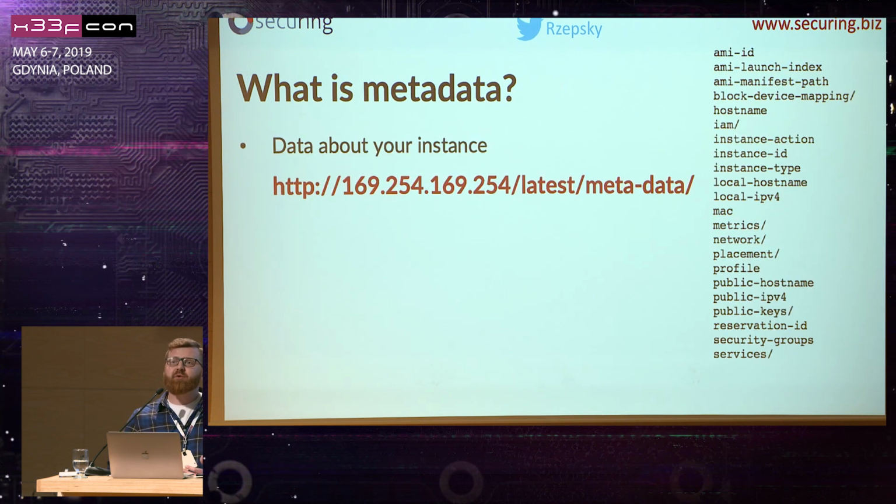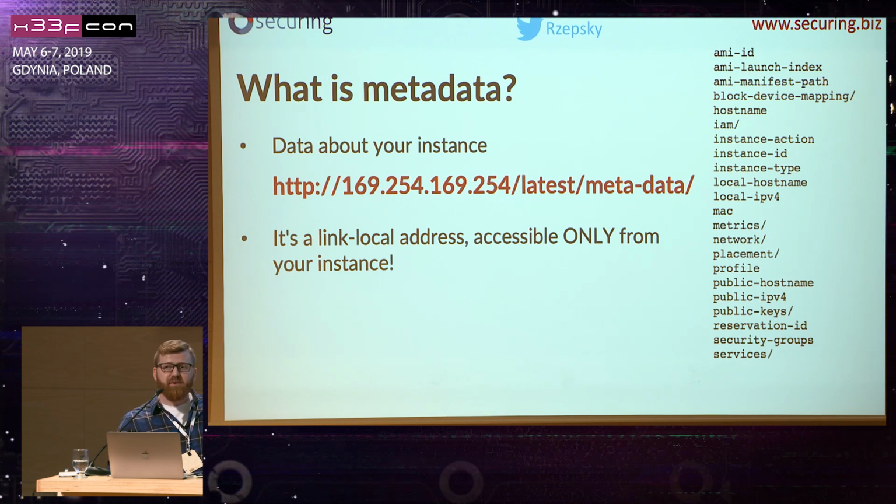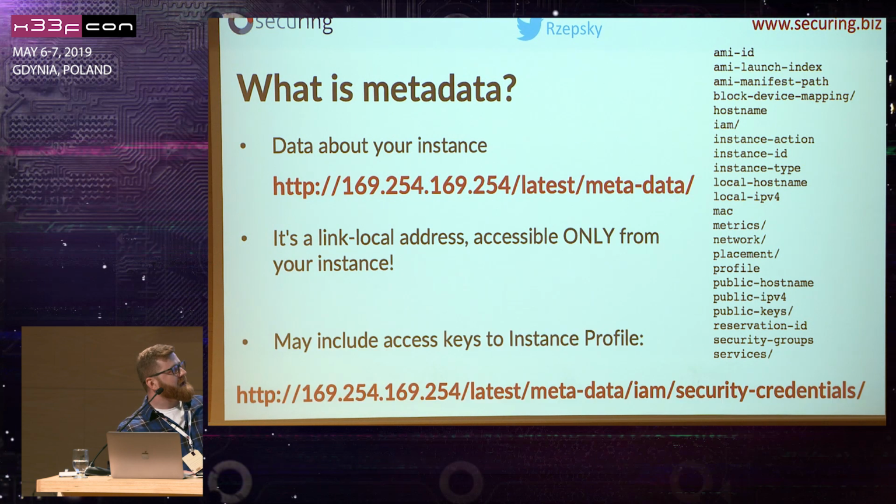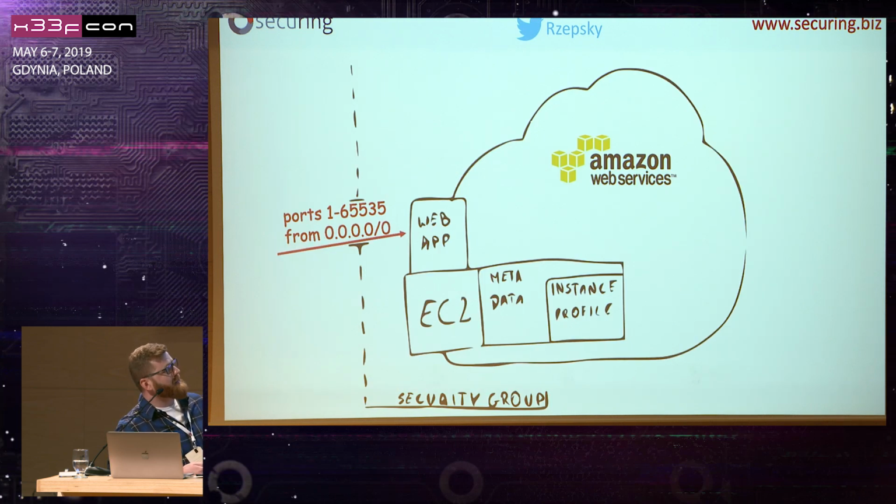Metadata is information about the instance, so any internal information, like internal IP addresses and hostname. It's a link-local address, which means it is accessible only within one network segment. From the security perspective, the most valuable part is going into identity and access management, security credentials, and there are stored the AWS access keys. So let's sum up.